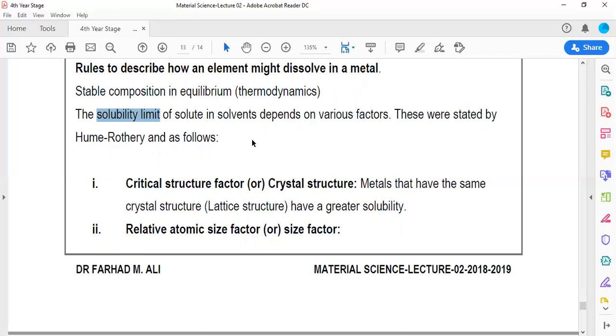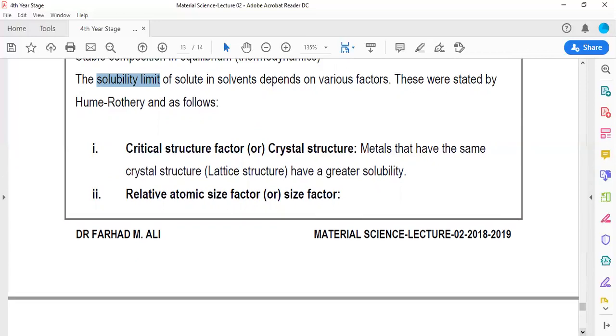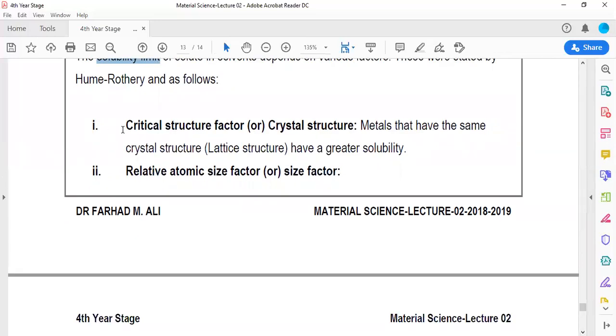These were stated by Hume-Rothery as follows. Critical structure factor or crystal structure: metals that have the same crystal structure have greater solubility. Relative atomic size factor, it's called the size factor.